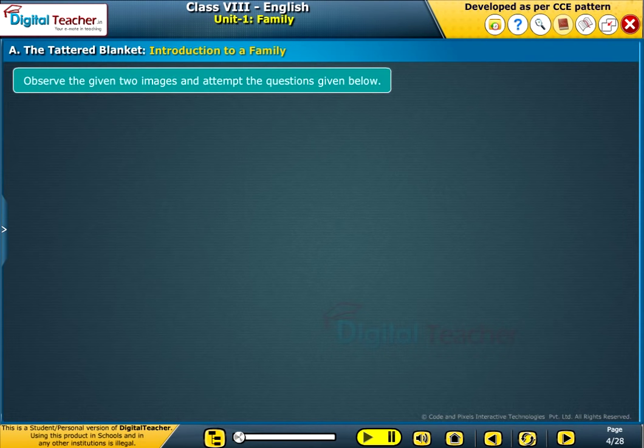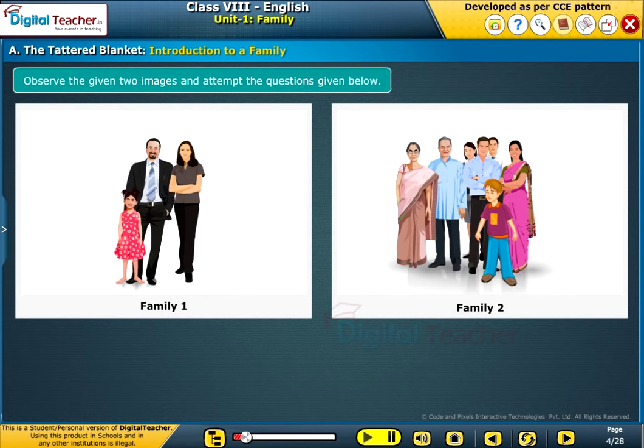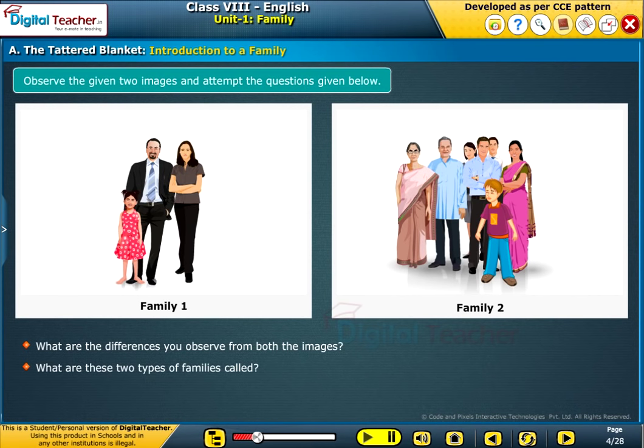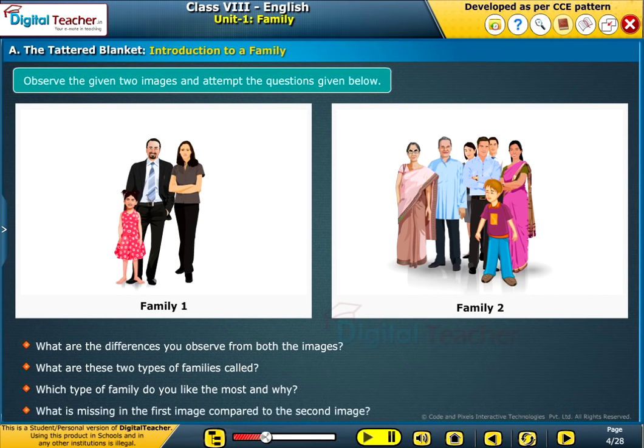Let us start the section with a few questions to check your attention. Observe the given two images and attempt the questions given below. What are the differences you observe from both the images? What are these two types of families called? Which type of family do you like the most and why? What is missing in the first image compared to the second image?